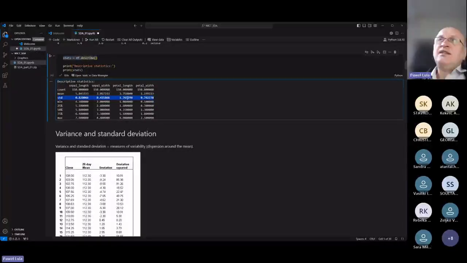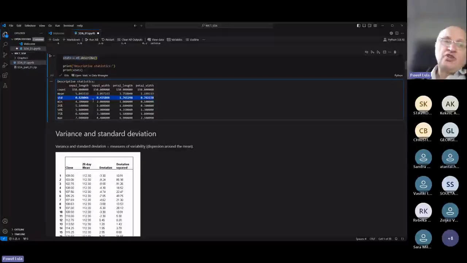So we can say that when we are talking about our 4 variables, the most important variable is petal length, because its standard deviation is the highest. So we can say that this variable, petal length, carries a huge amount of information.